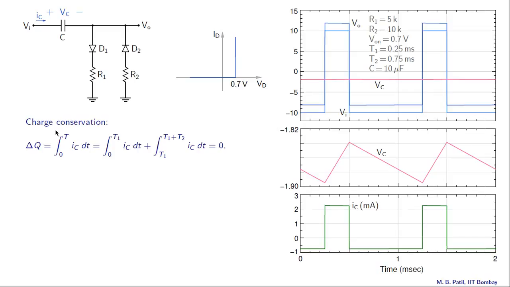So what is the change in the charge on the capacitor in one period? It is the integral from 0 to T of Ic dt. That is because Ic is dq/dt, and this we can split into two parts: integral over 0 to t1, this phase, and integral from t1 to t1 plus t2, that is this phase. And these two together should add up to 0, because we don't expect any change in the capacitor charge between 0 and t equal to capital T.